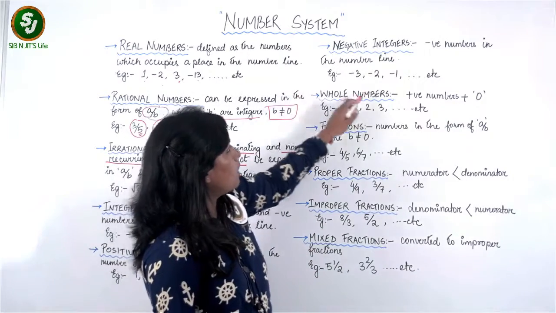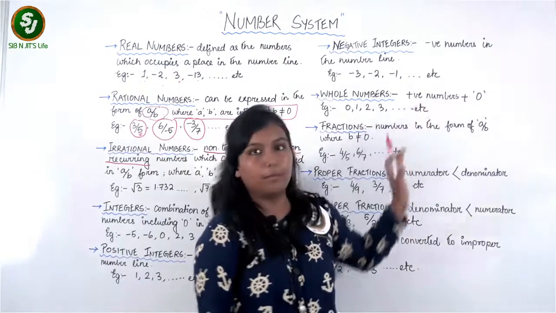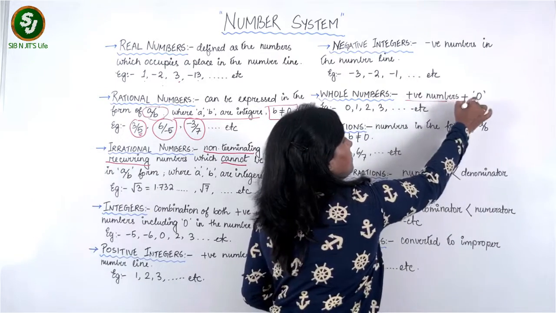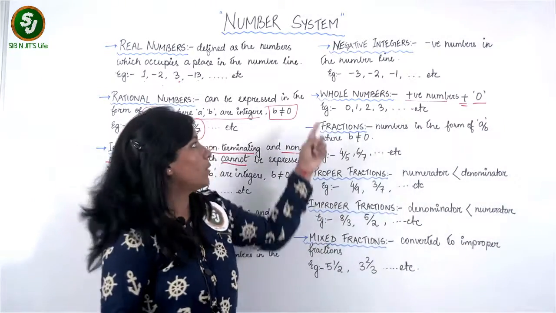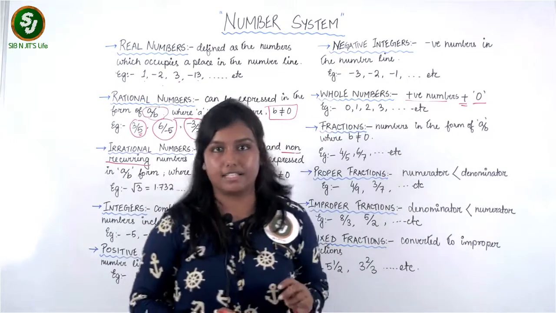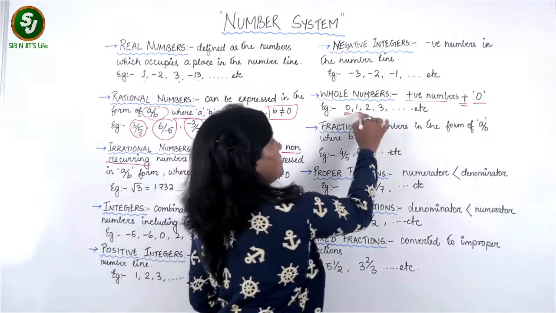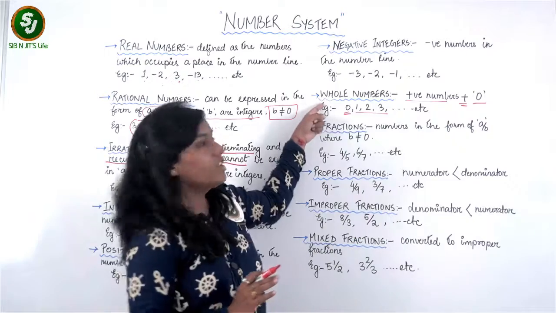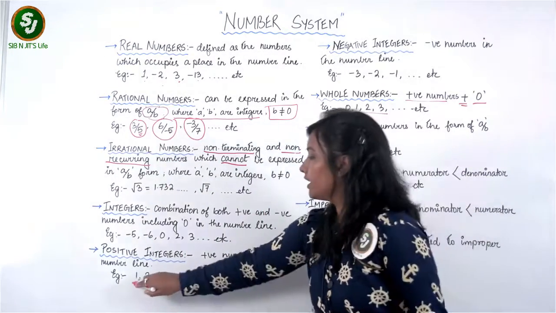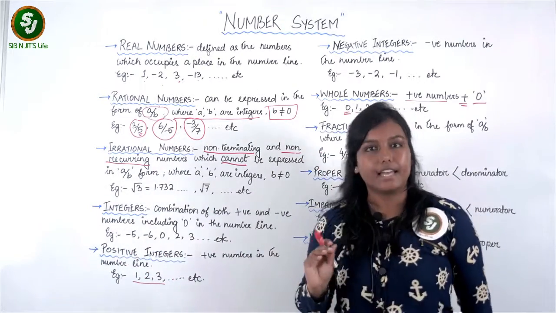After that comes whole numbers. So now what are whole numbers? Positive numbers plus 0. Okay. Positive numbers plus 0 will give us the whole numbers. Example, 0, 1, 2, 3, etc. Keep in mind, when this 0 is included with the positive numbers, they form the whole numbers. Whereas, when 0 is omitted and only the positive numbers are taken into consideration, they are the positive integers.